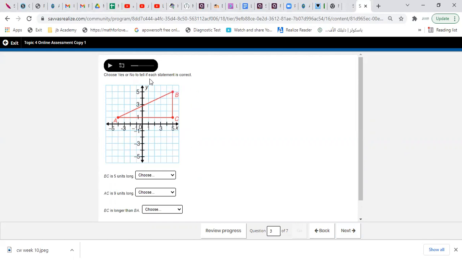Now choose yes or no to tell if each statement is correct. BC is 5 units long. Let me check: 1, 2, 3, 4. It's 4 units, so it's no. AC is 9 units long. Let me count: 1, 2, 3, 4, 5, 6, 7, 8, 9. Yes, 9 units.